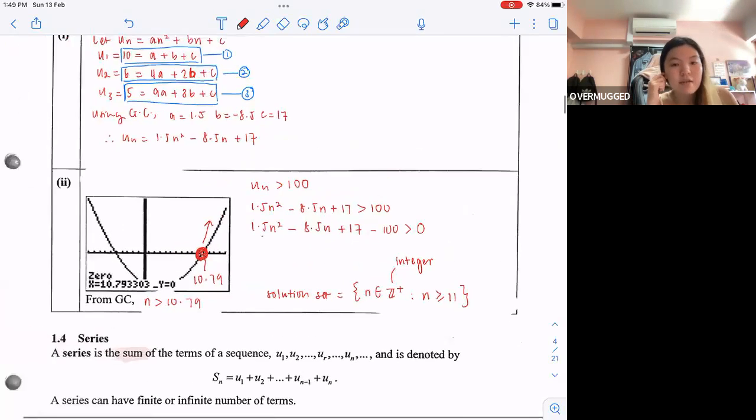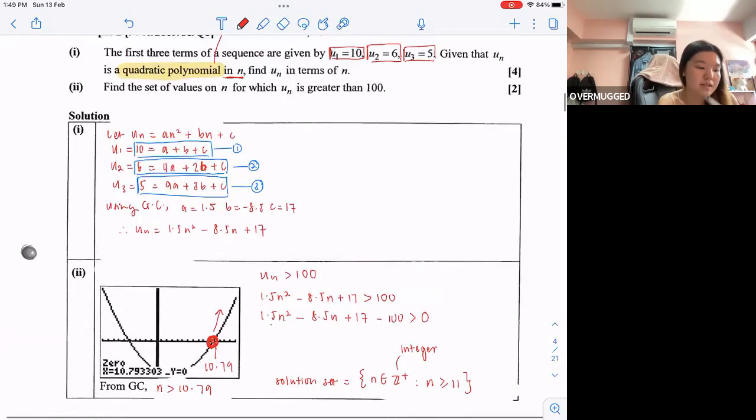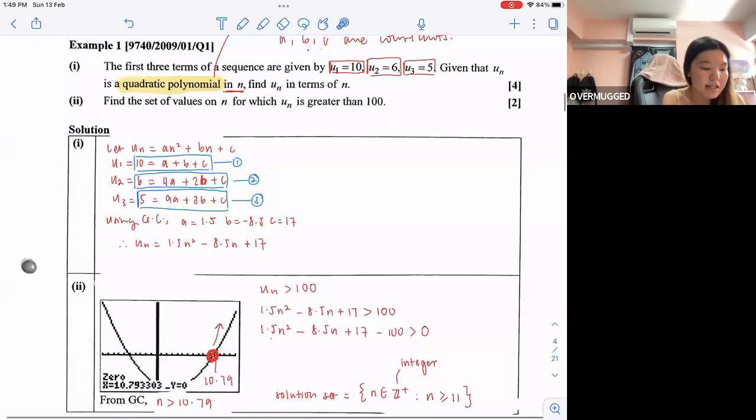Why does n have to be a positive integer? Because you see over here, n is what I sub into here. I cannot have u 5.5, for instance. It needs to be an integer, a whole number, which is why I put here n has to be a positive integer. And it has to be more than 10.79, but the closest integer will be 11. So I put here n has to be more than or equal to 11.